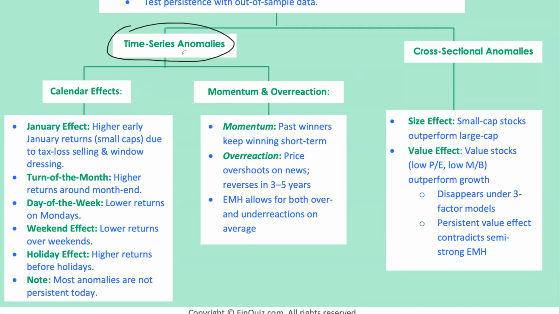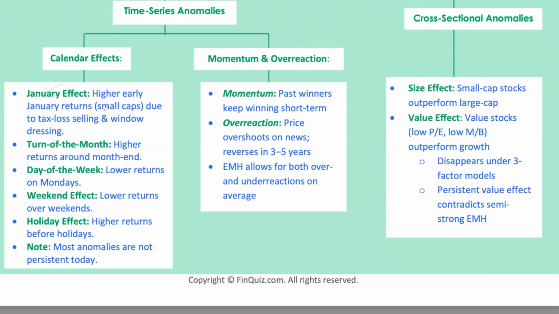Time series anomalies are all about patterns in returns based on time, the day of the week, time of the year, or even time of the month. Under time series anomalies, you have what we often call calendar anomalies, plus momentum and overreaction anomalies. There's the famous January effect, where some studies found that stocks, especially small cap stocks, might do disproportionately well in January compared to other months.